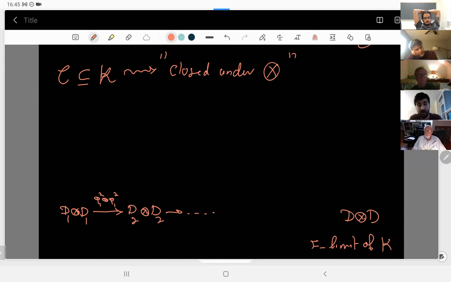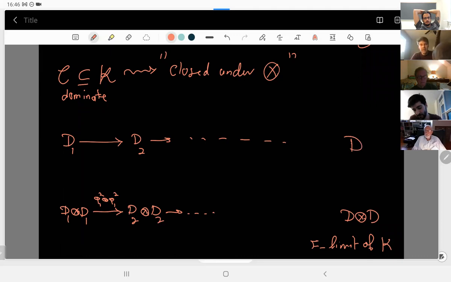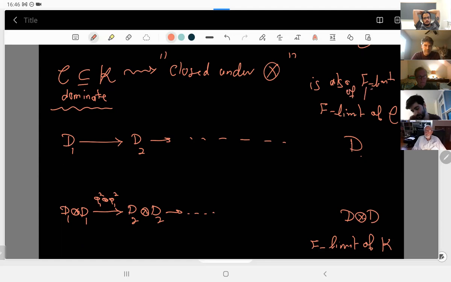Now I also want my C to dominate K. Now I had another Fraïssé sequence. It was in C. It's namely D1, D2, and so on. This was in C, and its limit was D. I know this was a Fraïssé limit of C. Now, if C dominates K, then by that proposition, I know that this D is also a Fraïssé limit of K. So now I have two Fraïssé limits of K. Therefore, they have to be isomorphic.